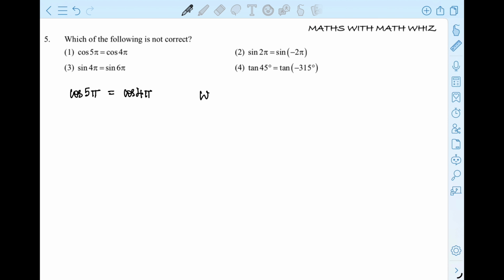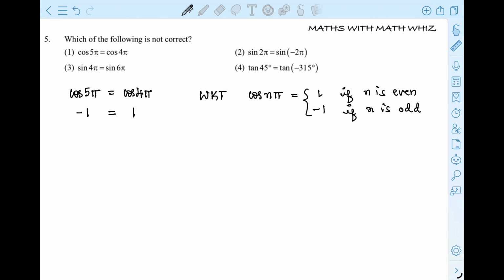See, we know that the value of cos n pi will be equal to 1 if n is even, minus 1 if n is odd. So here easily I can tell 5 is an odd number, so it will be minus 1. 4 is an even number, so this will be equal to plus 1. So we know that minus 1 is not equal to plus 1. Therefore the first one itself will be your answer. This becomes the incorrect one.